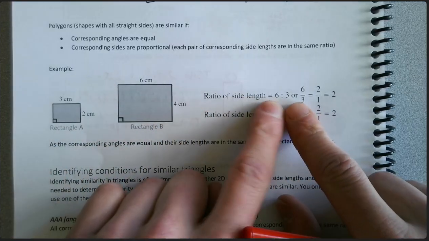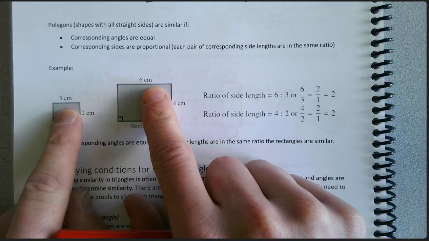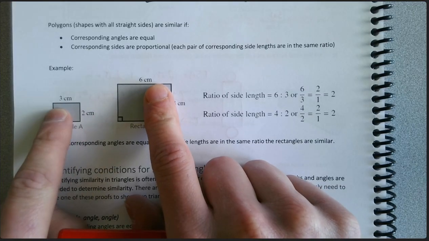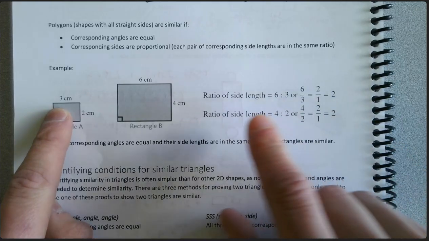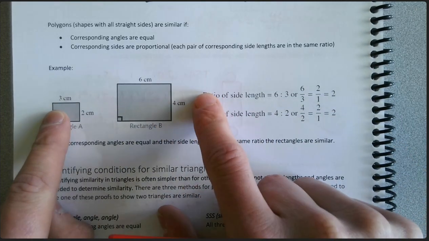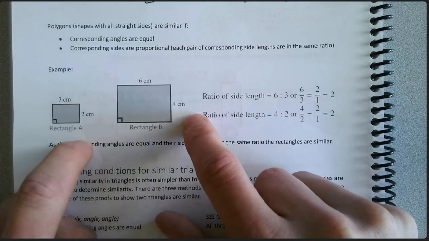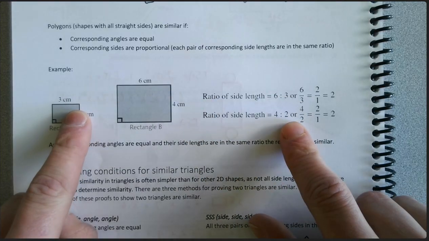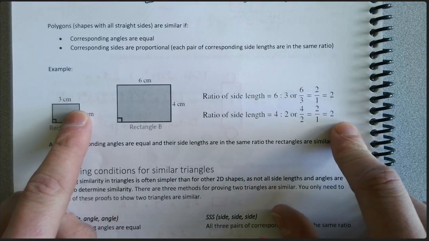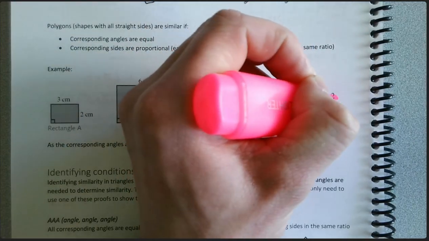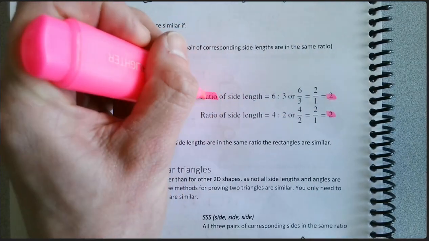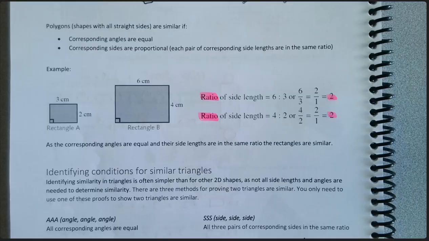So 6 to 3, if I'm looking from 6 to 3, just notice I'm going from the big shape to the little shape. That ratio, 6 divided by 3, is equal to 2. If I do the same order, so I go from this shape to this shape for these other sides, 4 to 2, 4 divided by 2 is equal to 2. We've proven that these two side lengths have the same ratio, right? The ratio is 2.